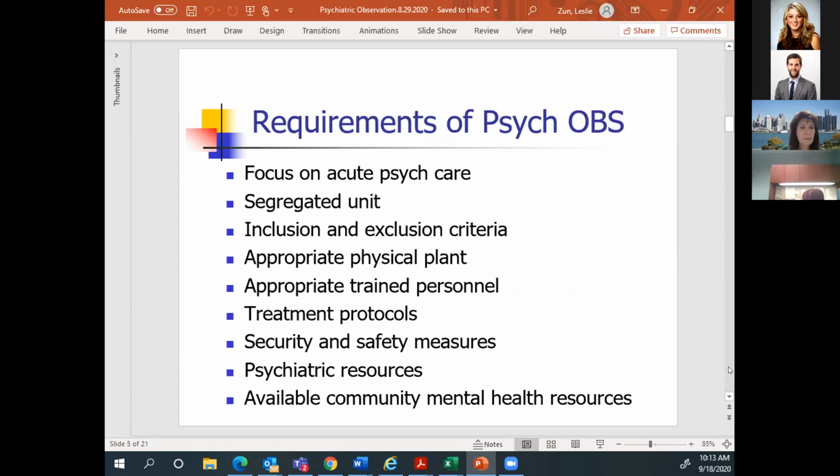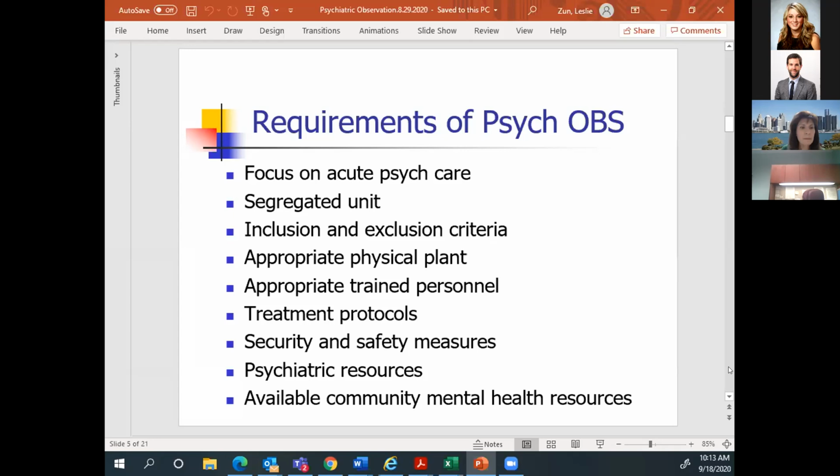So if we're thinking about doing psych observation, what are the kind of things that we need to make sure is in place? I'm going to say that we can't mix medical OBS and psych OBS. It really has to be a dedicated unit that focuses on the patient's needs for psychiatric care. You need to set up good inclusion and exclusion criteria. We'll talk about that. You need to have an appropriate physical plan. You need it somewhat controlled. You need to decide if it's going to be a closed unit or an open unit.